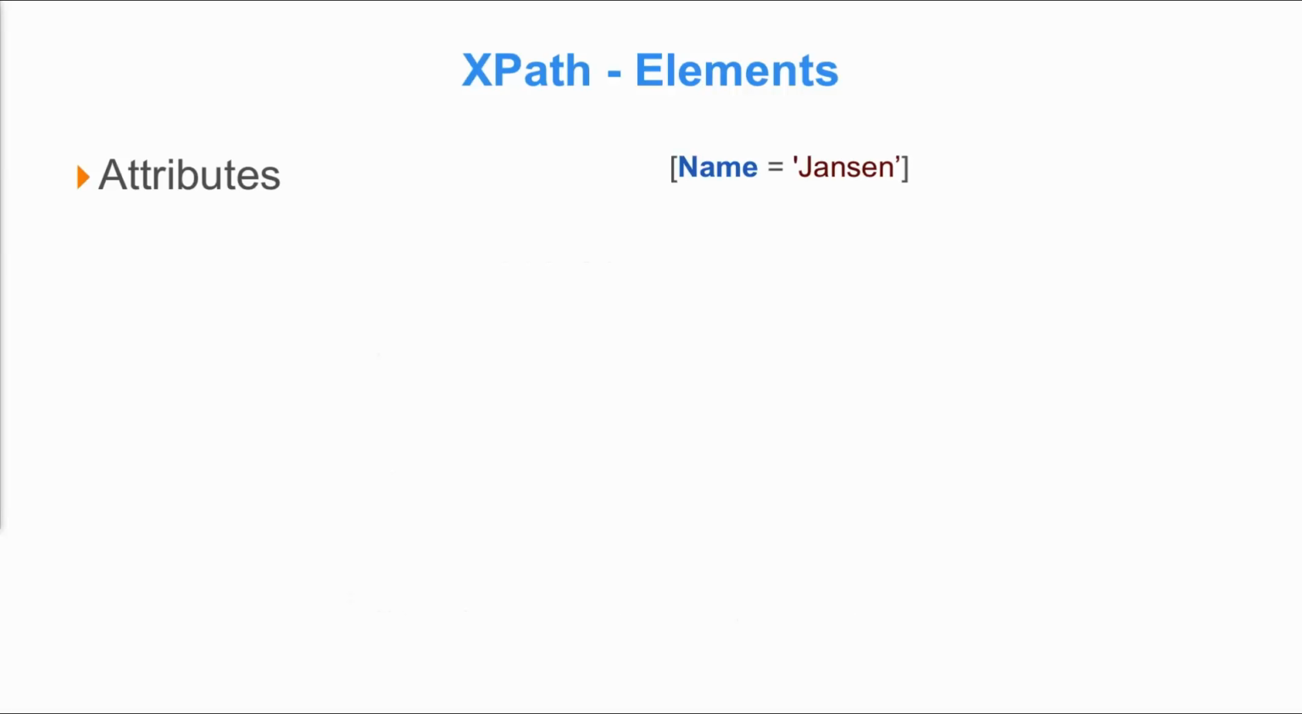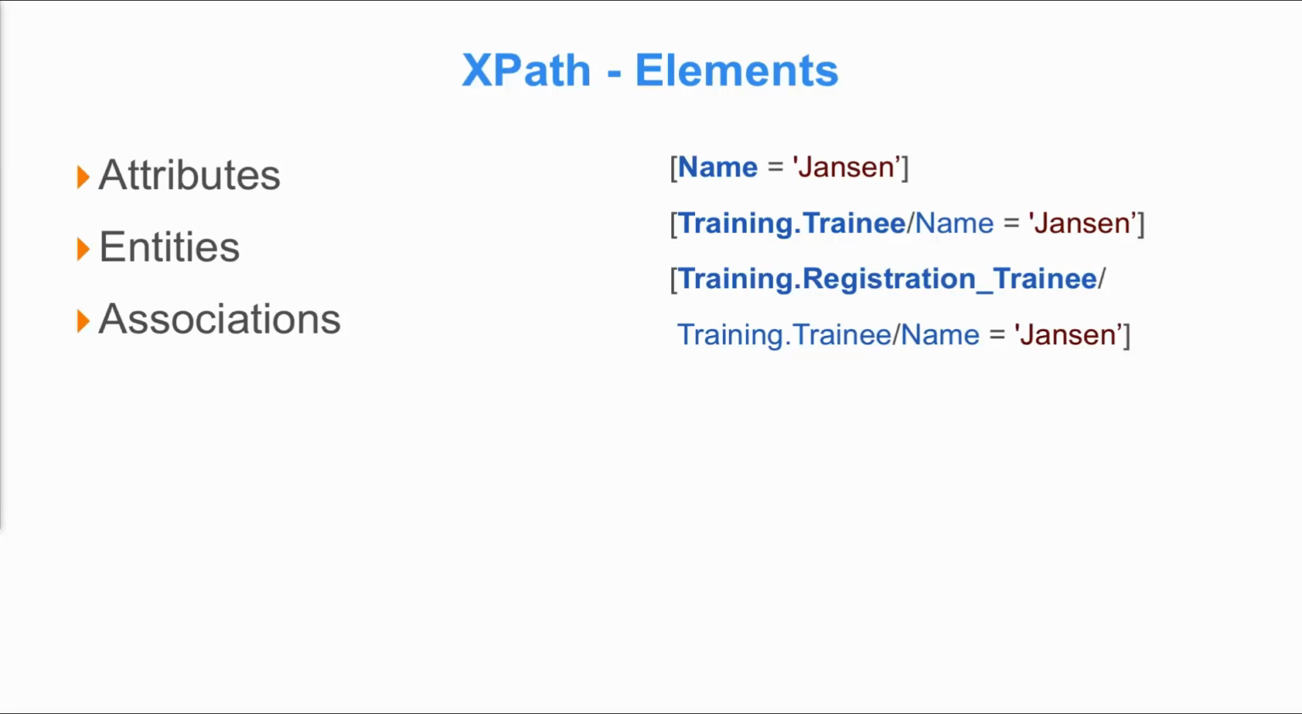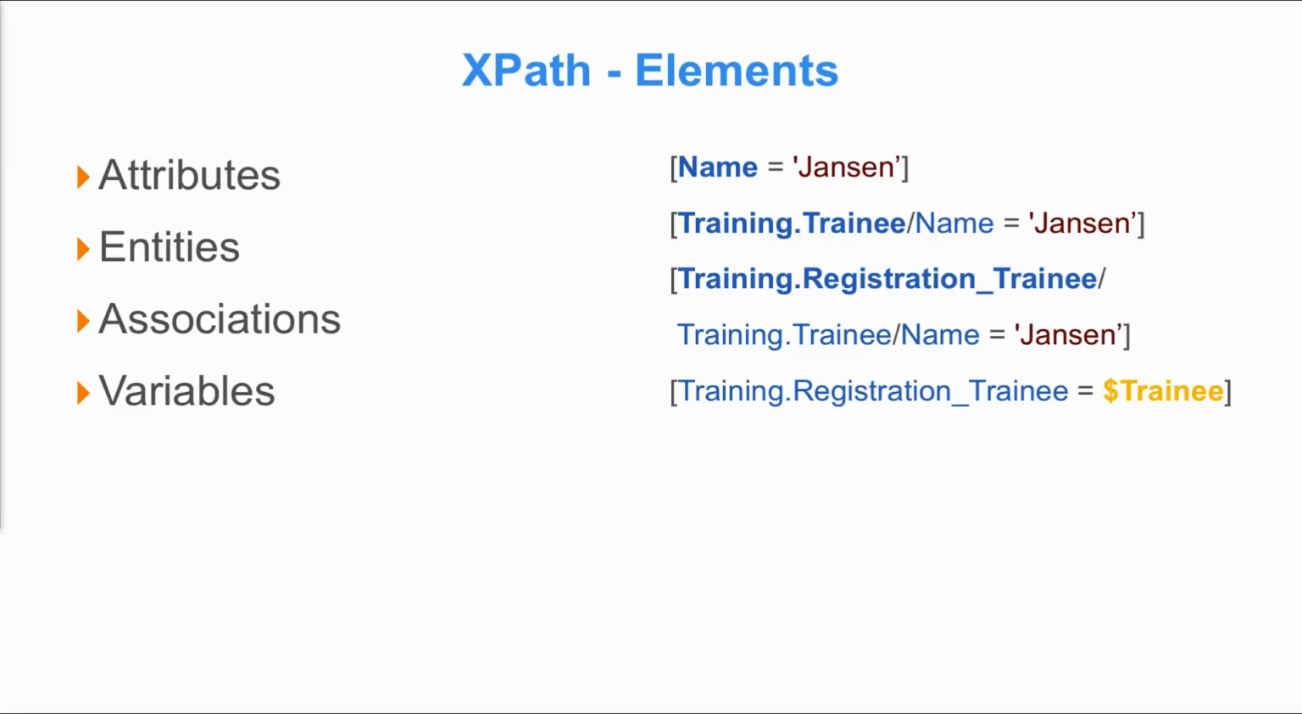So you can do retrievals based on, for example, all the trainees where the name is Janssen, or all the entities, so you can add entities, again with the same constraint. Or let's say you are in the registration and you want to go through the relationship to grab the trainee with the name of Janssen. Or if you are within a microflow, you can create variables that are predefined within the context of that microflow and use those variables to form XPath constraints.